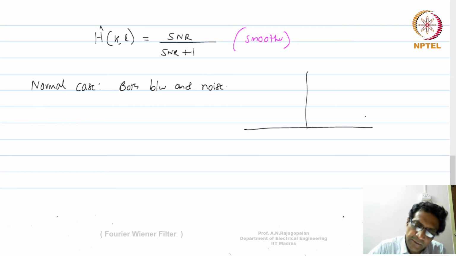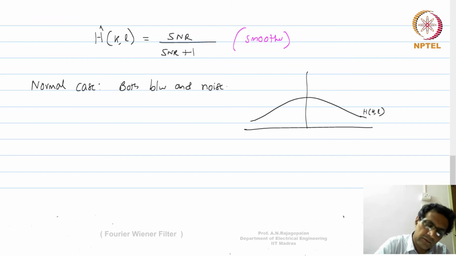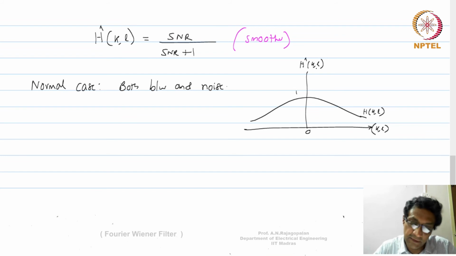Therefore, if you think about it, when you have blur, this is your H(k,l). And if you see the expression of the Wiener filter, when you have both blur and noise, what it will attempt to do is the following. Initially, the gain at 0 is 1. So here is your k, l, this is your frequency, and this is your H hat of k, l, the frequency response of your Wiener filter.